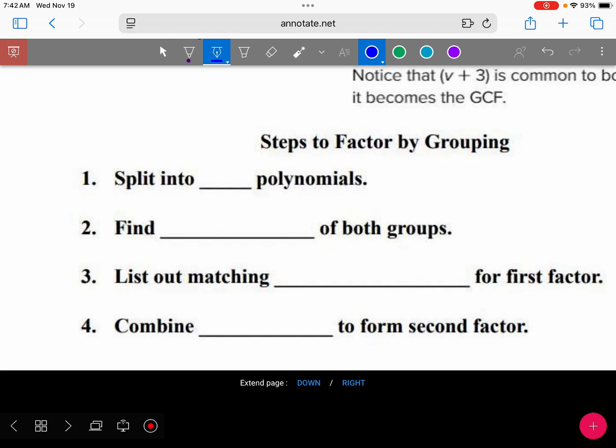So this kind of list right here, we're going to use to write out our instructions of steps we just did. So what we do is we take our polynomial that we're given, and we're going to split this into two different polynomials. When we're doing our factoring by grouping, we split it up into our two pairs. Could have more, but we're only going to give you two. Then we find our GCF of each of those groups, completely independently from each other. So we find the GCF of both groups.